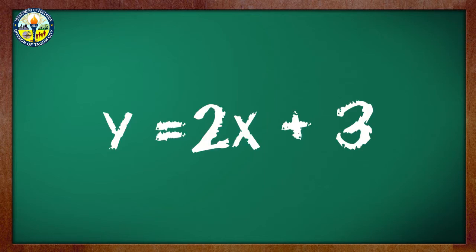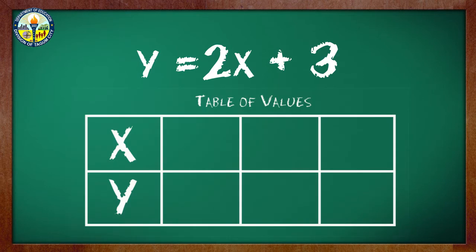Let's take the equation y equals 2x plus 3. This equation is linear because the highest exponent of the variables x and y is 1. There are several different ways to graph a linear equation in two variables. But we will use the table of values for a start because this is the easiest method for beginners like you.